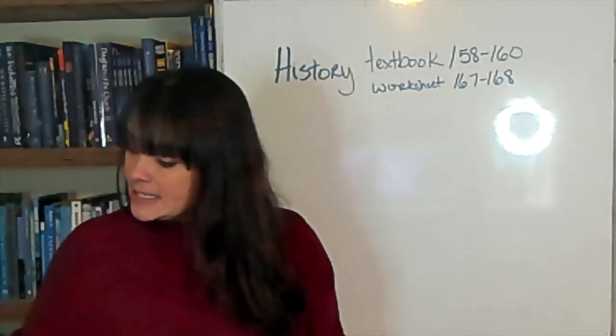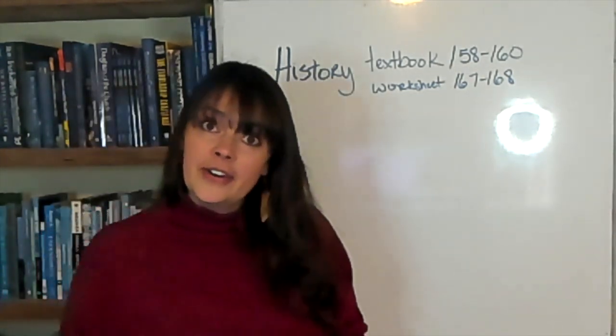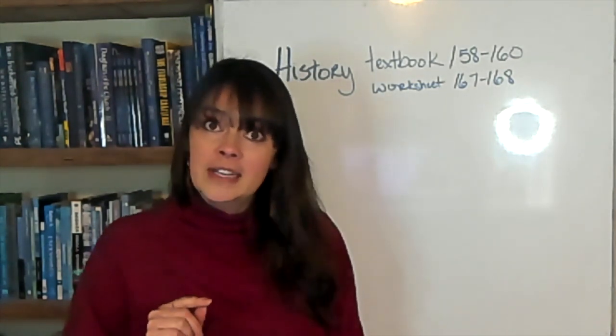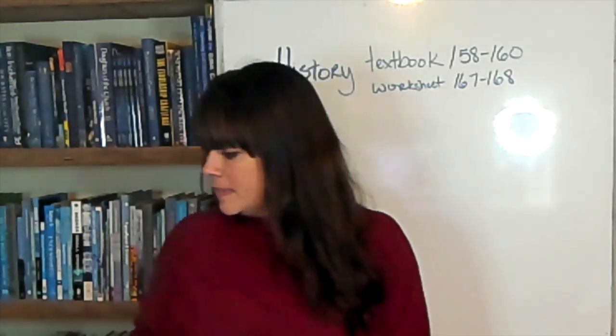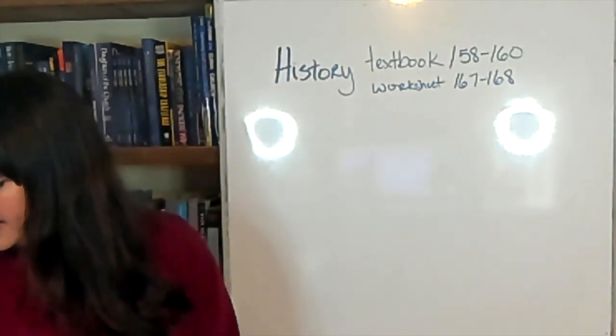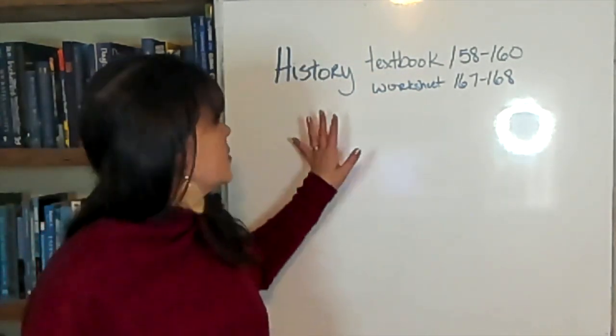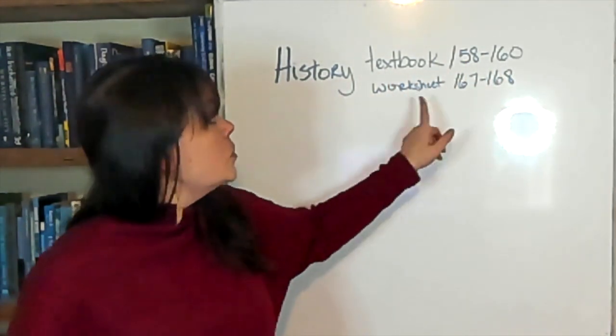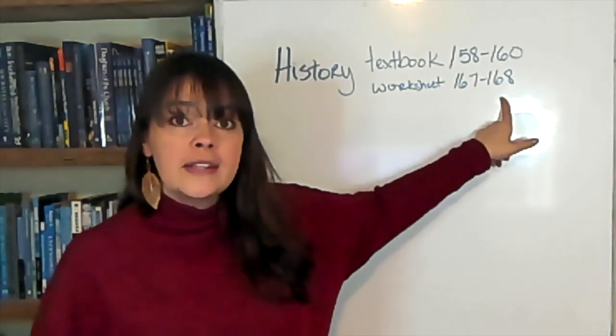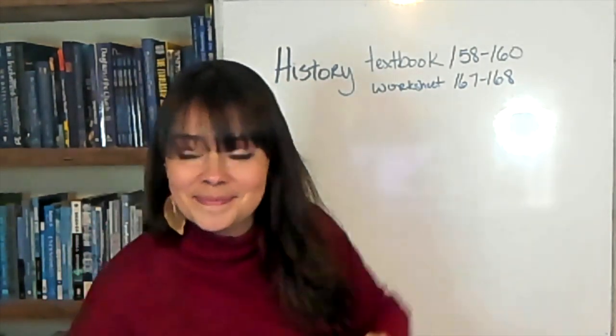Remember, a sentence begins with a capital letter. It has an end mark. It's going to need a verb, needs a subject, and the ending part, the action part of the sentence, okay? So that's your history assignment for today. Read in your textbook and then use those textbook pages to answer your worksheet questions.